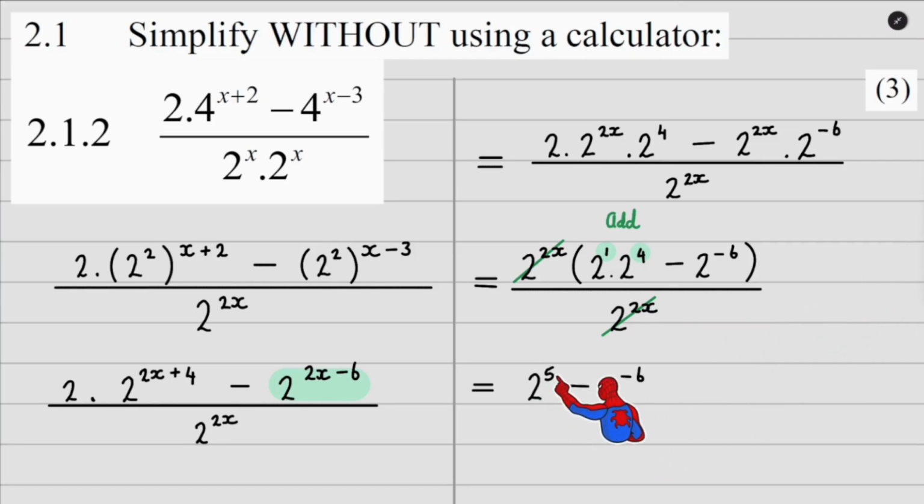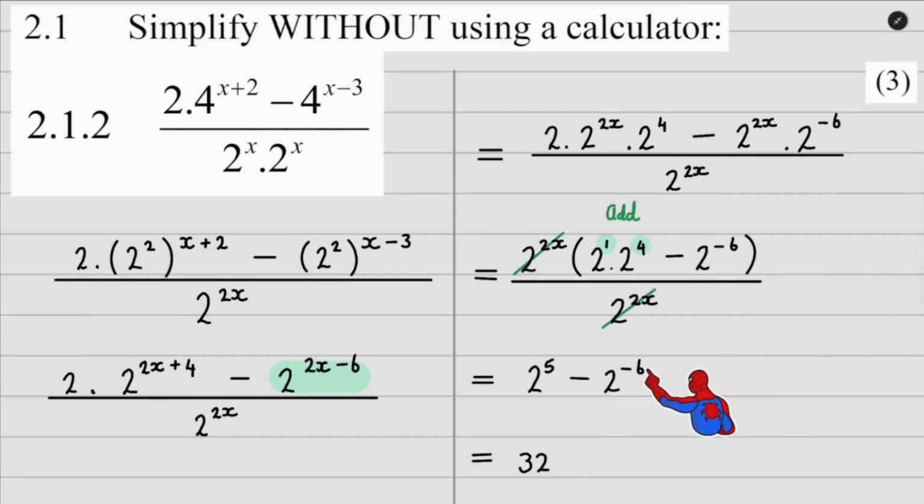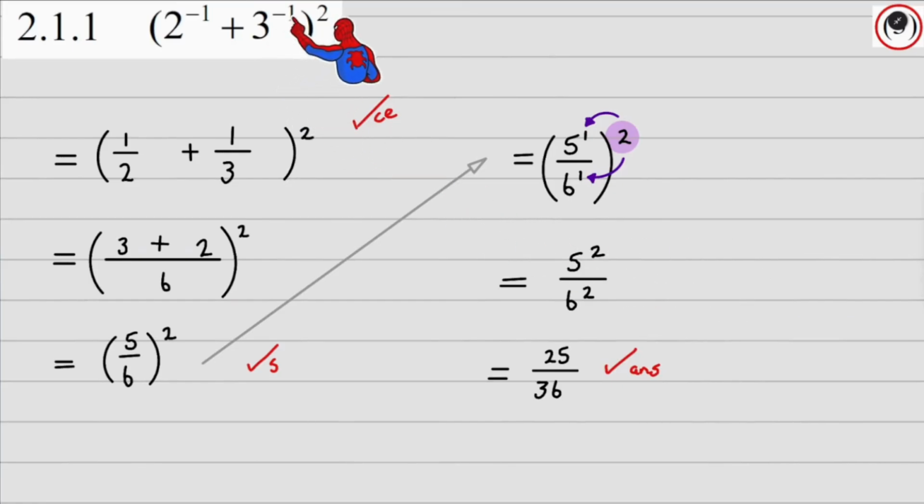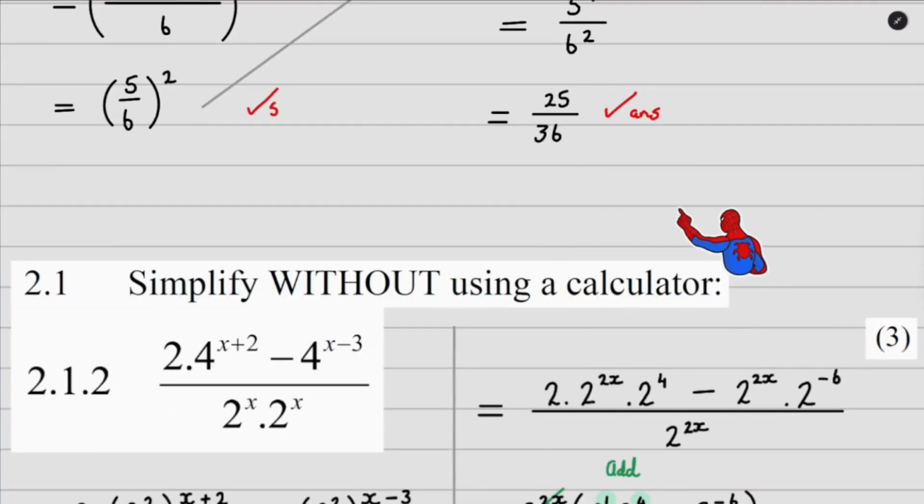2 to the power of 5 is 32. Triple check with your calculator if you're not too sure. Okay, 2 to the power of 6 is 64. But since it's 2 to the power of negative 6, it's going to be 1 over 64. Because of that negative exponent law that we did discuss in the previous question of how we change 3 to the negative 1 into a third.